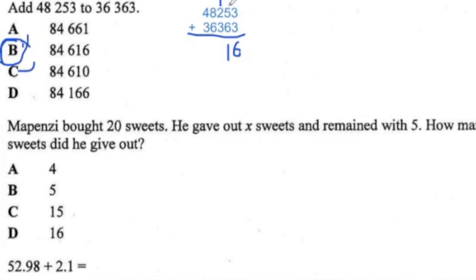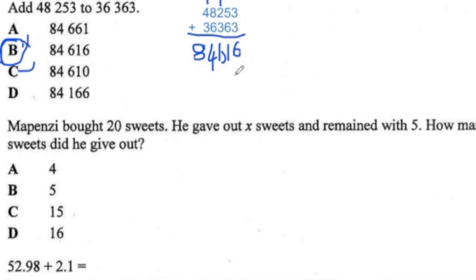Okay, let me go forth and check. 1 plus 2 plus 3 will give me 6. If you have got questions, grade 7s, you can ask. Then that is 6. Then we say 8 plus 6 will give me 14. So I'm going to write 4. Okay, then carry 1. This plus that, 5 plus 3 will give me 8. So the answer is 84,616, which is B.